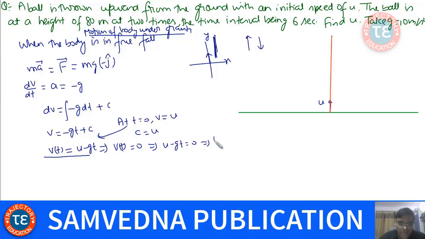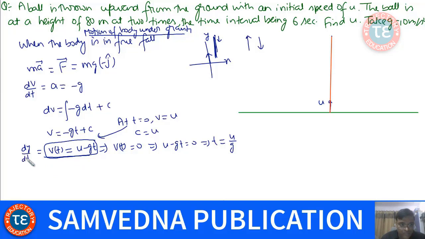When your velocity becomes 0, that happens after time u by g. After this time the velocity will go to 0, and thereafter it will reverse its direction. So that is the time at which the body reaches maximum height. After this the velocity of the body in the upward direction will be 0 and it will start its downward journey. So at t equal to u by g it reaches its maximum height, and we can find that maximum height, but for that we have to do one more integration.